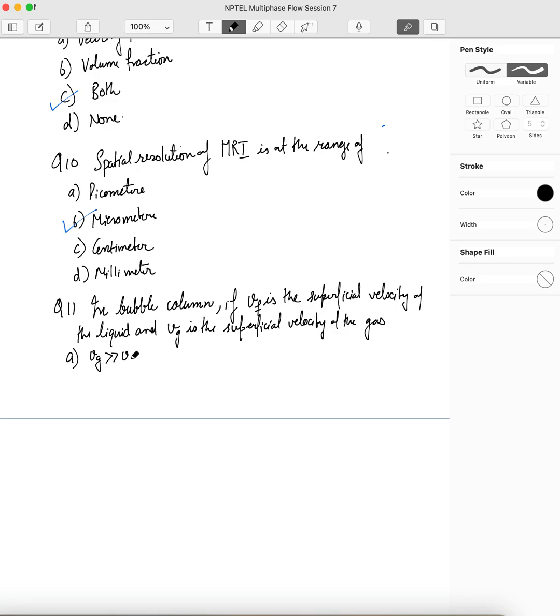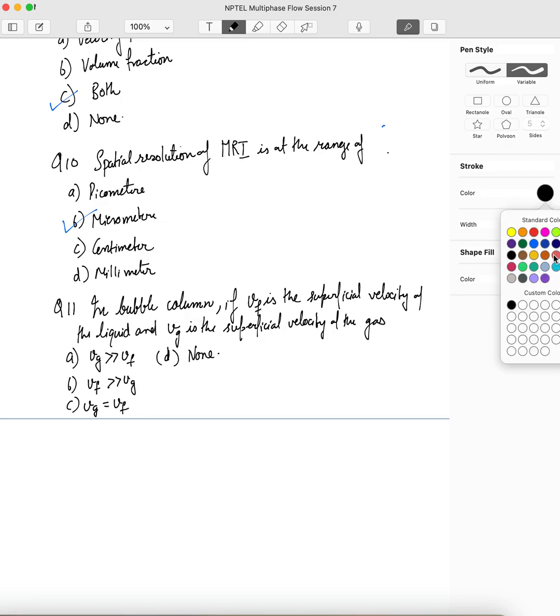Options: Vg, Vf, Vg, and none. So basically in bubble column, to work this column, we need a high superficial gas velocity. So that's why the correct option is this.